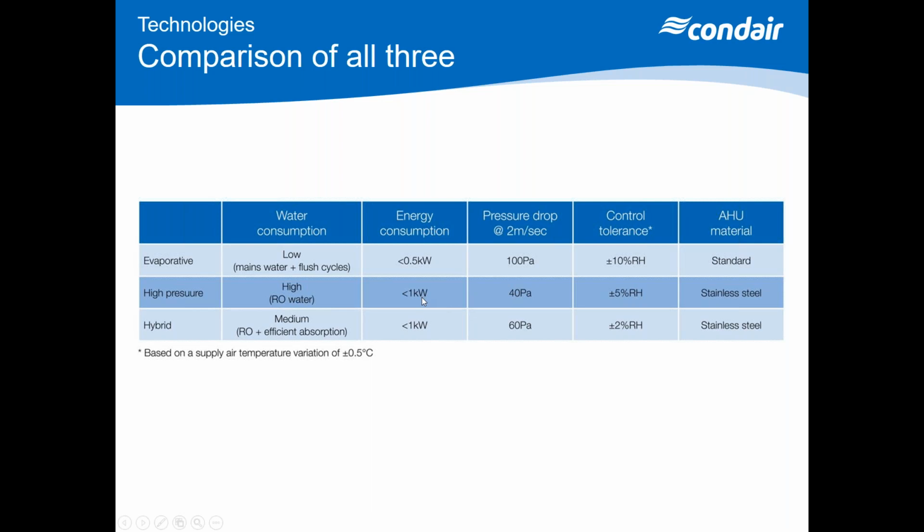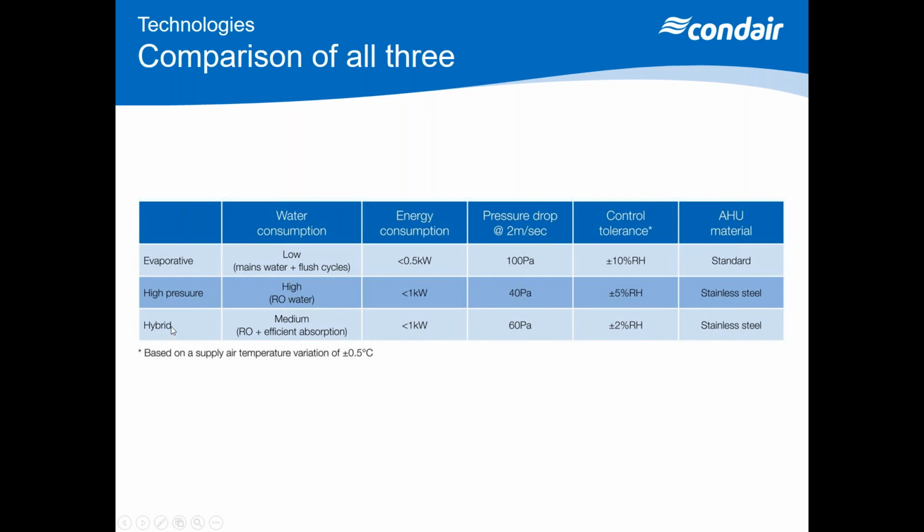Energy consumption, again, is not a huge consideration for these. It's still under a kilowatt. There is the pressure drop because we're having to push the air over that blade eliminator, but typically around 40 pascals is not uncommon. Our control tolerance, plus or minus 5% RH. But again, really importantly, we've got a wet section in the air handling unit, so the construction should be of stainless steel.